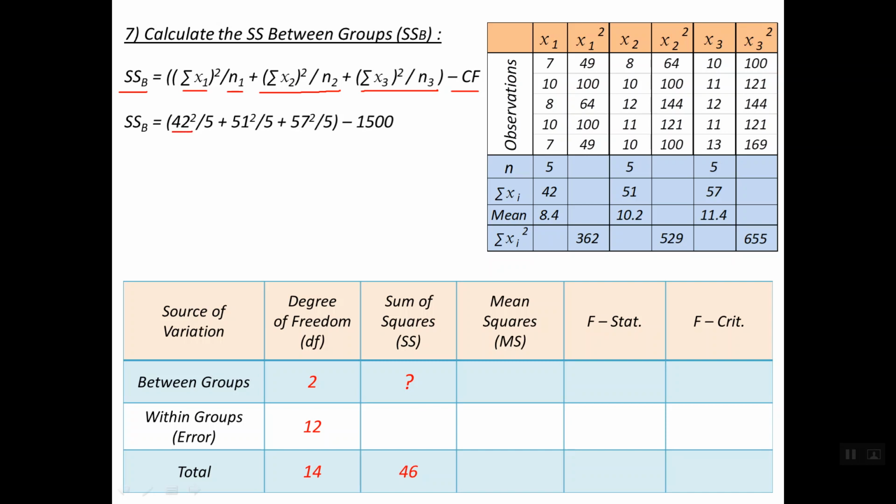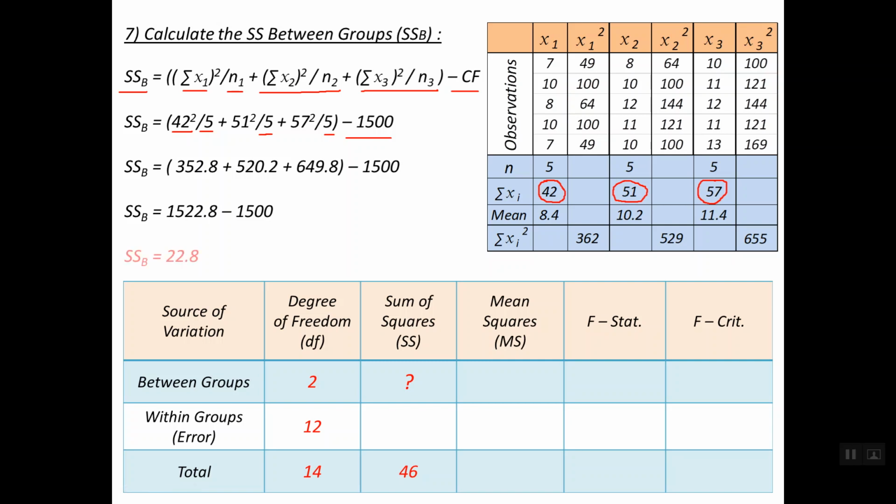So the summation of the observations for operator number 1, which is denoted by x1, is 42. Here we have the total of the observations for operator number 1, here we have the total for operator number 2, and here we have the total of the observations for operator number 3. We substitute and divide by the sample size for each, and we know that we have 5 replicates for each group, and we subtract 1500 from all of this summation. So by simple calculation we get these values, and finally we get the value of the SSB, which is the sum of squares between groups. It is 22.8.